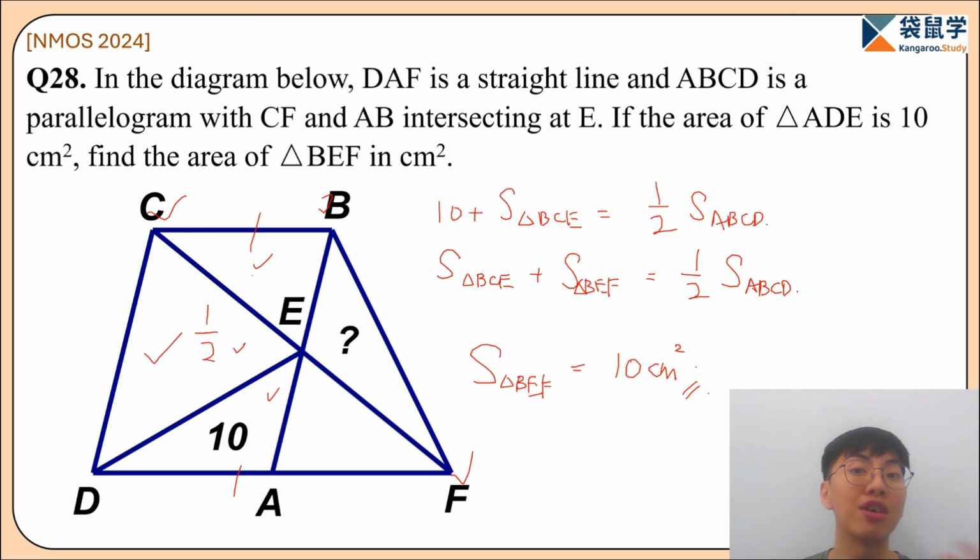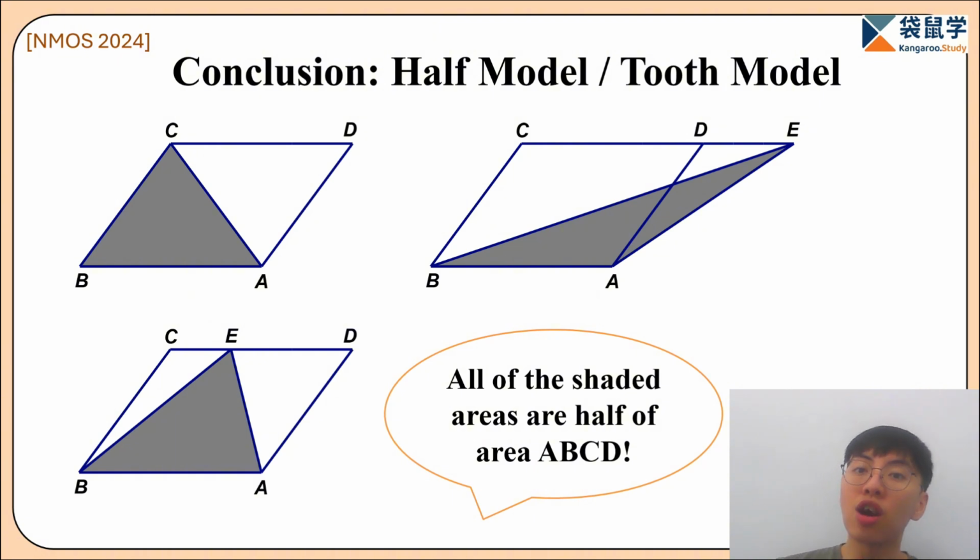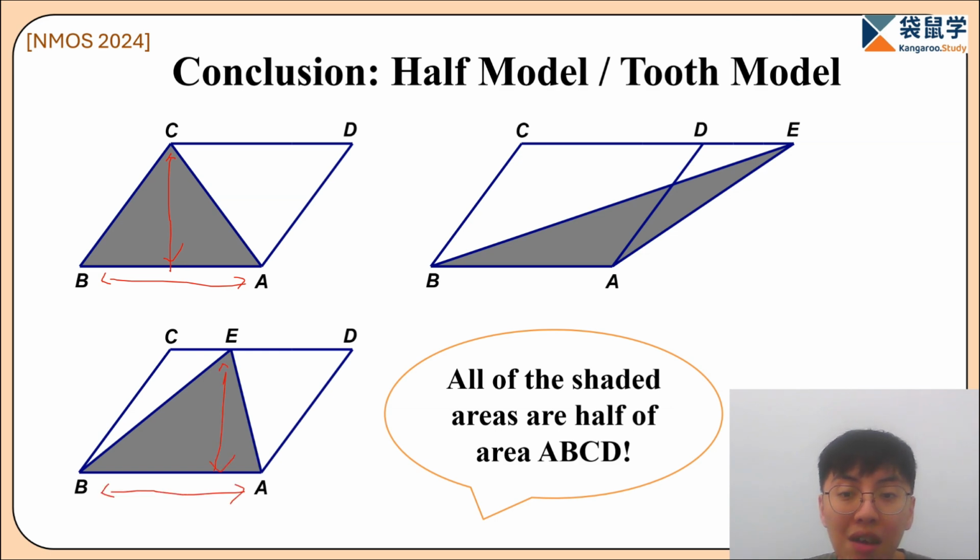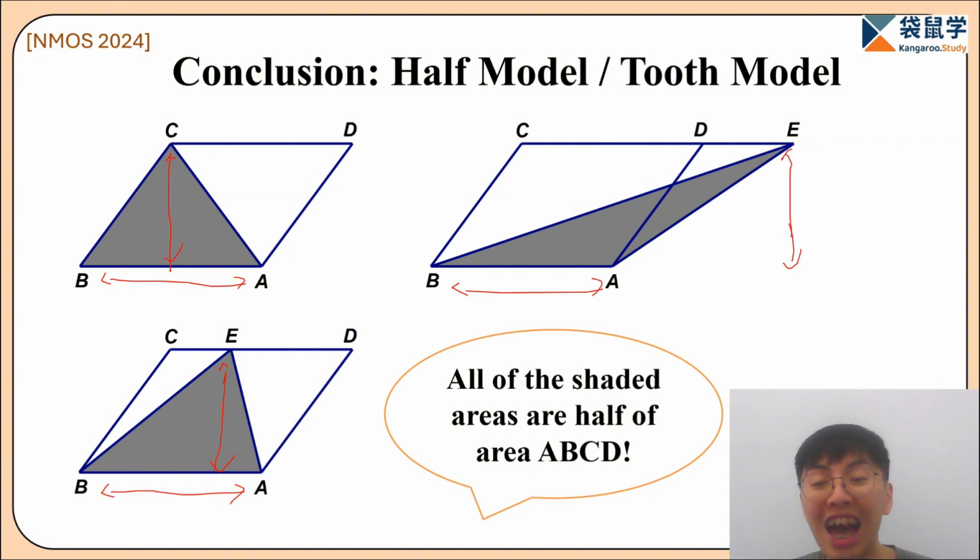I've actually prepared the conclusion of this for you. Let's look at it. The conclusion, which is the half model and the tooth model, is that if you have a parallelogram and a triangle and both of them share the same height and the same base, just like all three examples here, then the area of these triangles will always be half of that of the parallelogram. That marks the end of this question.